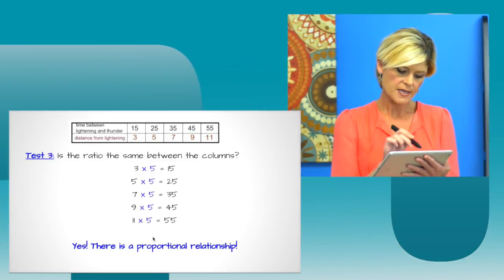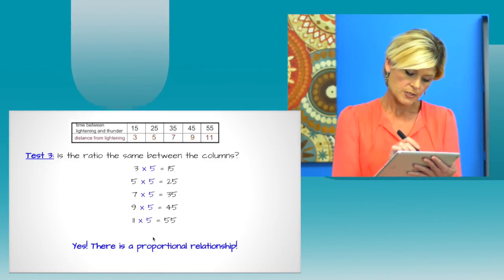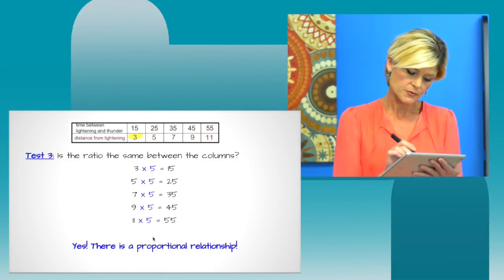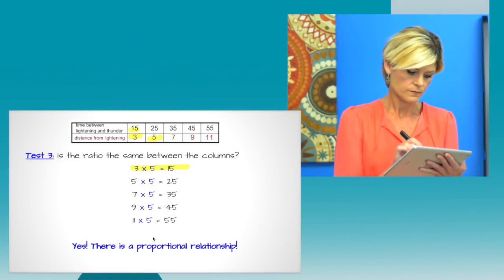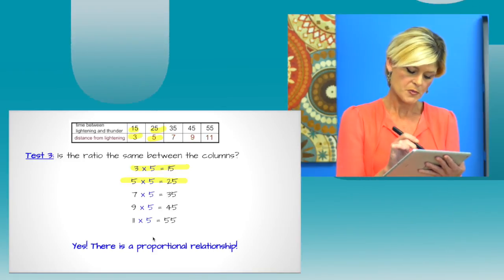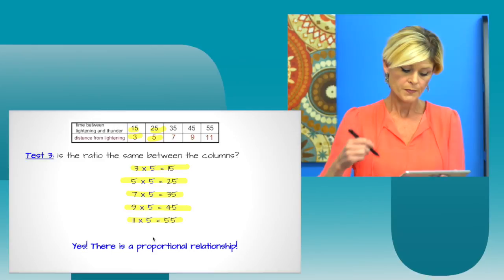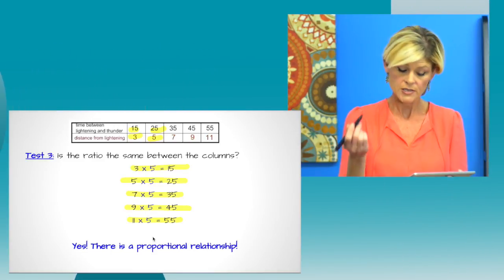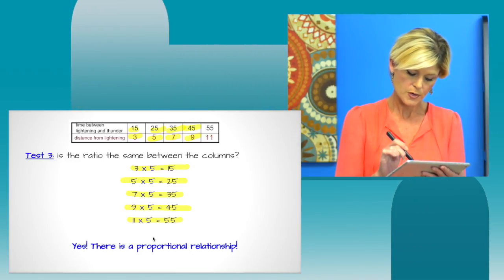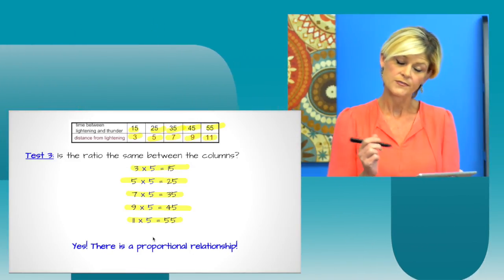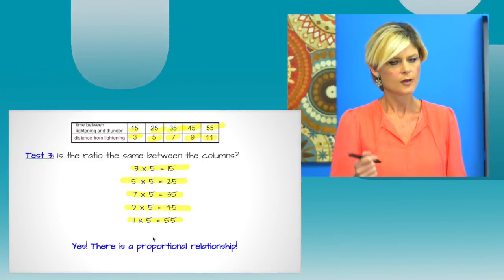All right, and our third and final test is, is the ratio the same between the columns? So we've got 3 times what equals 15? 3 times 5. 5 times what equals 25? 5 times 5. You're probably picking up on the pattern, and you're going to notice that yes, this does in fact work. That we are able to multiply by 5 each time to get the number on the top. 9 times 5 is 45, and 11 times 5 is 55. So because this table has passed all 3 tests, we know that it does in fact have a proportional relationship.